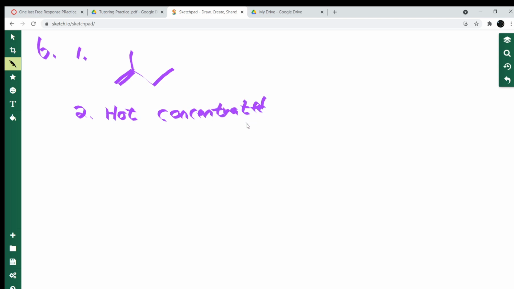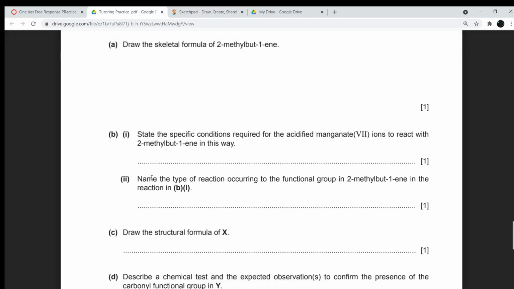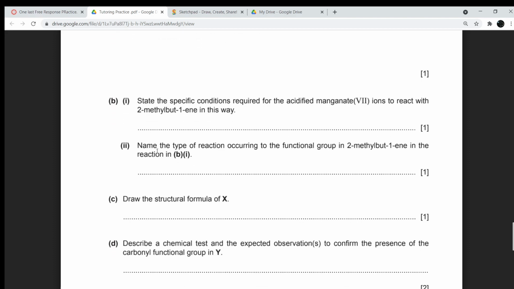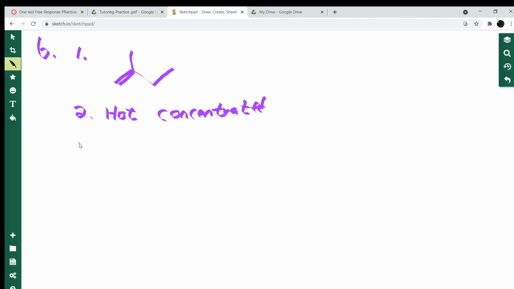Things that make sense to us. Okay? Next, B, part 2. Name the reaction type occurring to the functional group in 2-methylbutene in the reaction. Really? You're asking that question? We got manganate going on. We're literally adding oxygens. It's oxidation. Literally adding oxygens.